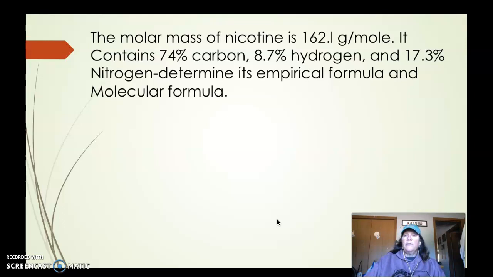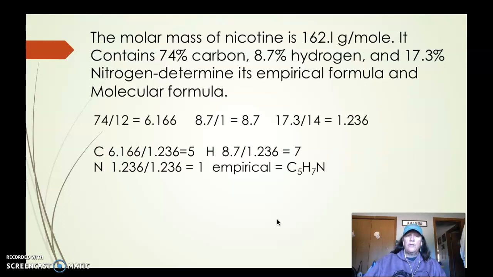Now, molecular formula: you find the simplest formula, and then you've got to figure out the mass. So first thing I do is I take my 74% carbon, divide by 12, get 6.166, that's my moles. I take my hydrogen, 8.7 divided by 1, get 8.7. And then I take my nitrogen, 17.3 divided by 14. So here's my numbers. Then when I divide each number by the smallest, I get 5 to 7 to 1. So here's my empirical formula, C5H7N. That's just what we did on the chart, the slide before as well. That's the empirical formula, the simplest formula.